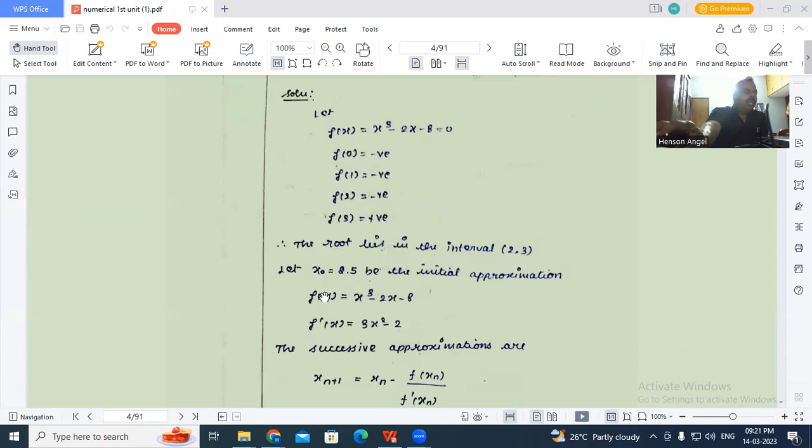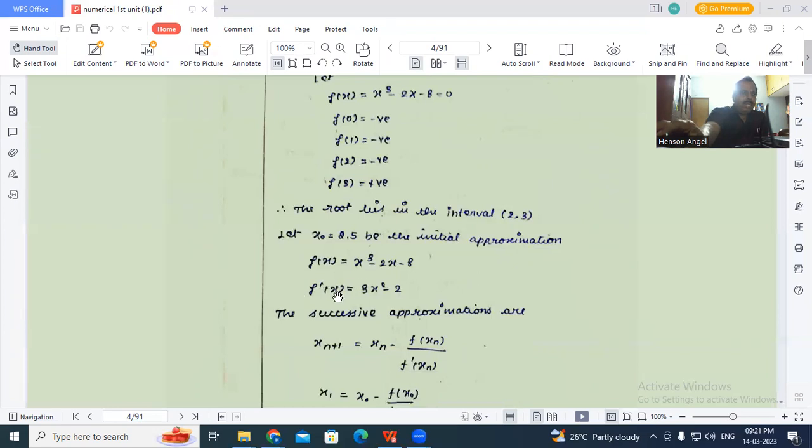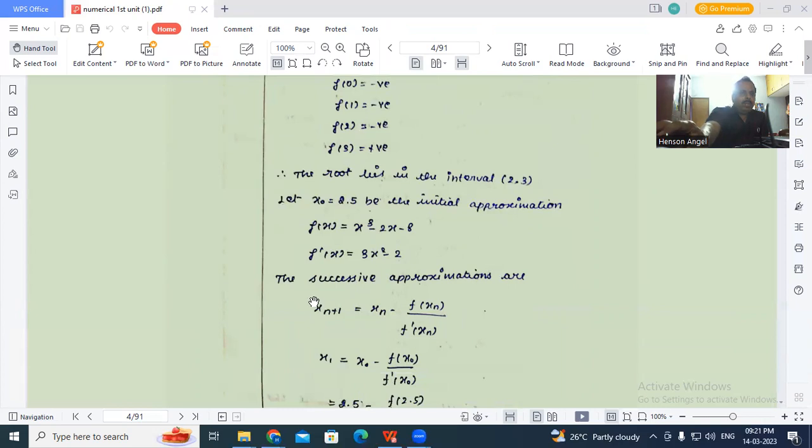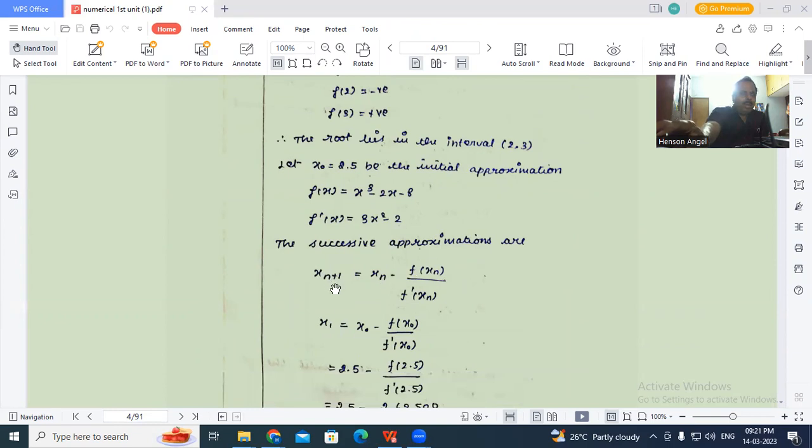Now we have to choose the initial approximation x naught. So we can take x naught equal to 2.5. Now f of x equal to x cube minus 2x minus 8. Now we find the differentiation. f dash of x equal to 3x square minus 2. The successive approximations can be obtained from the Newton-Raphson method formula. xn plus 1 equal to xn minus f of xn by f dash of xn.